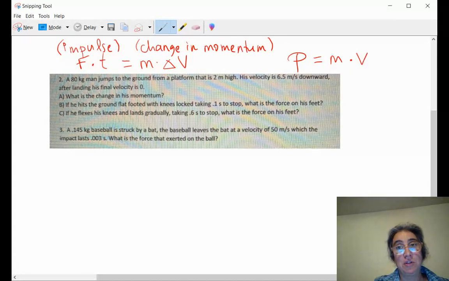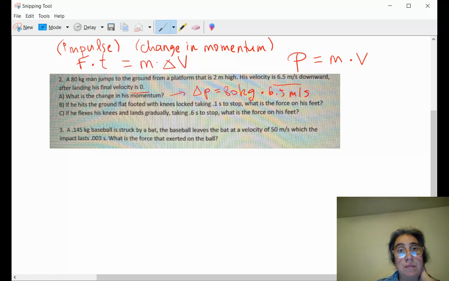So the initial velocity is considered to be 6.5 meters per second. The final velocity will be zero. So if you subtract anything minus zero, it will stay the same. So obviously the change in the momentum, I'm going to say delta p, will be the mass of the man, which is 80 kilograms, multiplied by, again, the difference between 6.5 and 0, which is 6.5 meters per second. Of course, you multiply and you find the final answer, whatever that is. If we need to do it, we'll do it later.